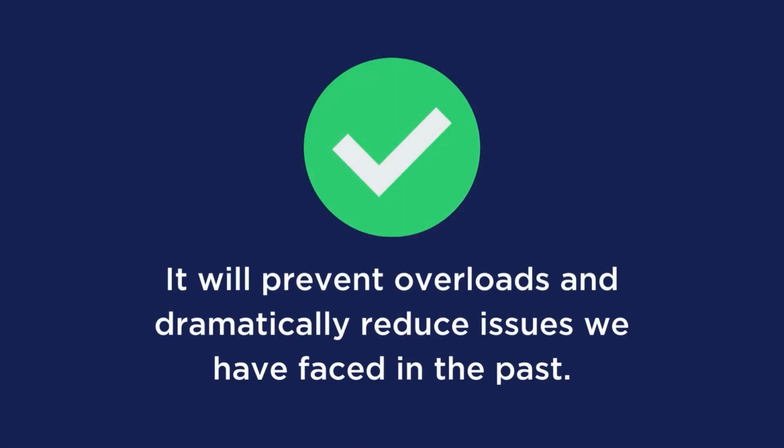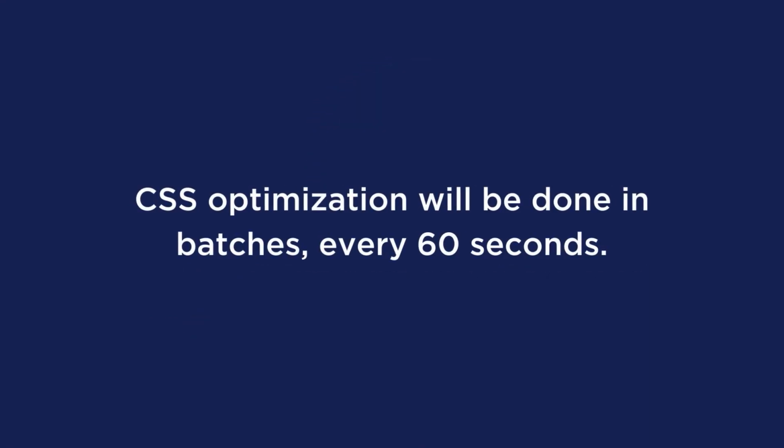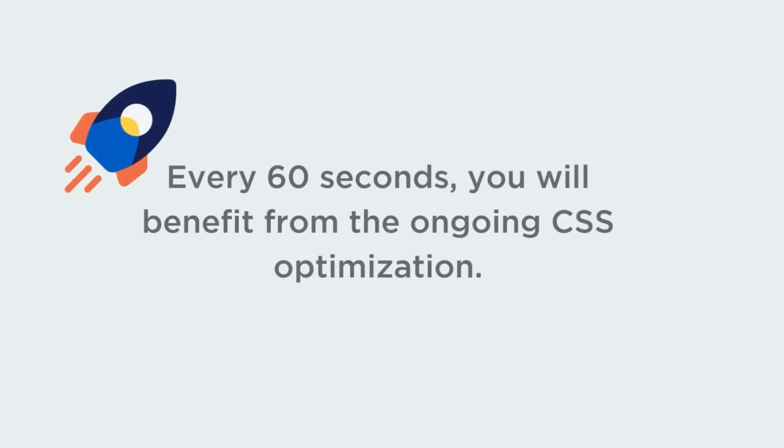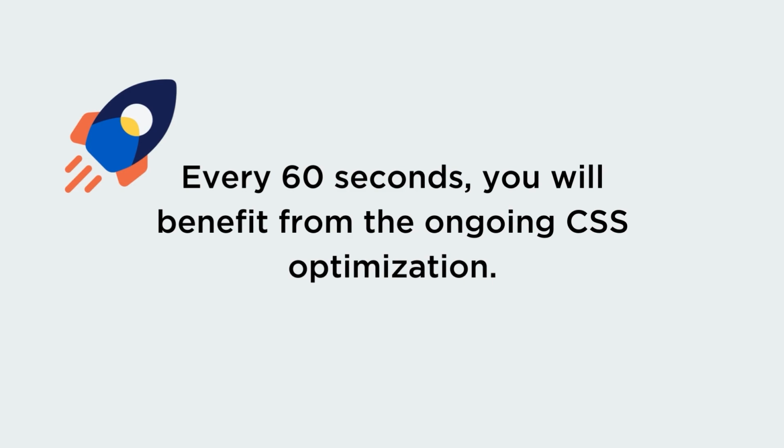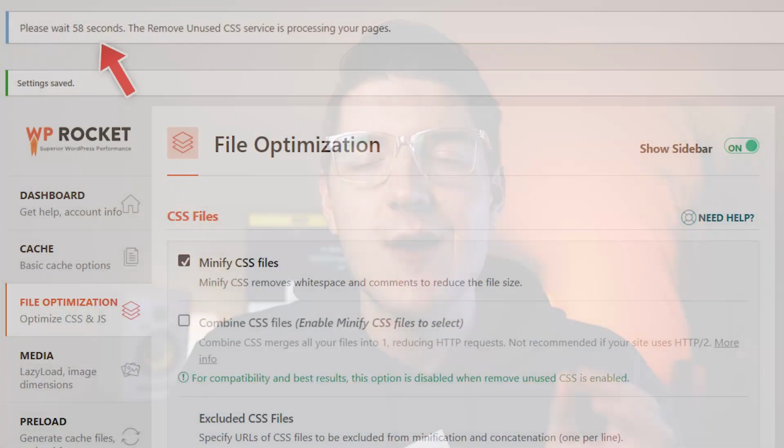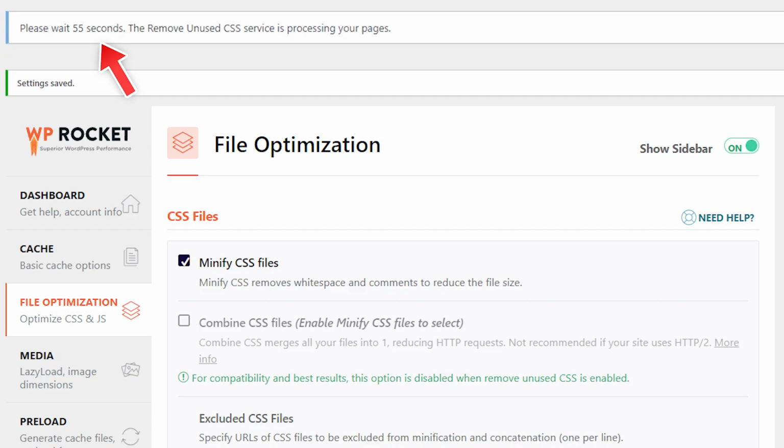First off, with the asynchronous method and the new server infrastructure, it will prevent overloads and dramatically reduce issues that we have faced in the past. What's more is that the CSS optimization process will be done in batches every 60 seconds, which for you means that you don't have to wait until the process is fully completed to measure your performance. Every 60 seconds, you will benefit from the ongoing CSS optimization, and you'll see it reflected in the PageSpeed Insights audit right away. Oh, and to make it even easier for you, there's now a countdown timer that you will find on the UI with 3.11. This timer will be active on the top of the page when you enable the remove unused CSS option.